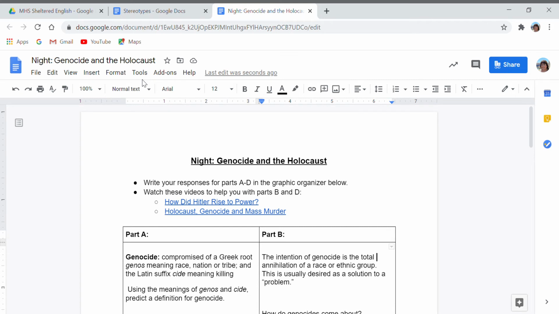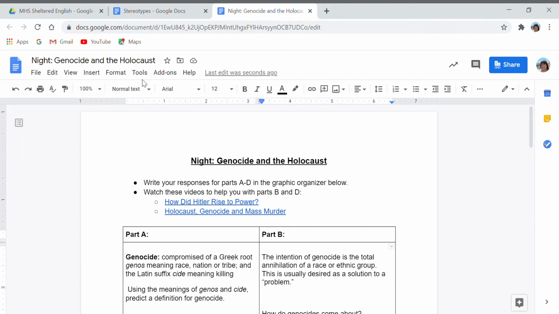This is our second assignment, which is due Thursday the 24th before class. So again, genocide and Holocaust. We talked about the terms of stereotypes, prejudice, and racism today in our Google Meet session. Now you'll be looking over the term of genocide and how this relates to the Holocaust.